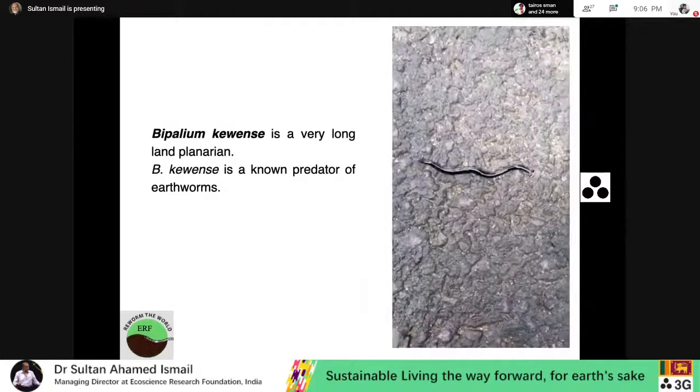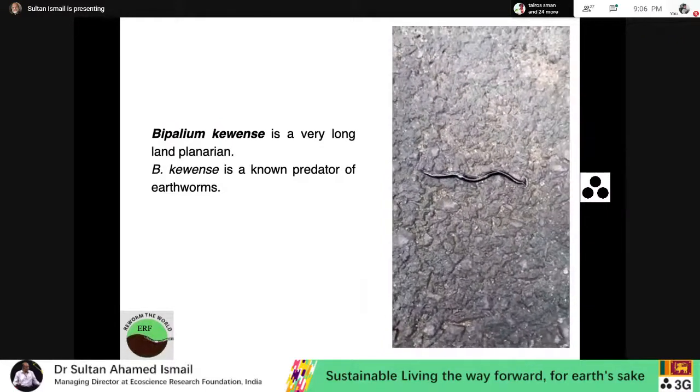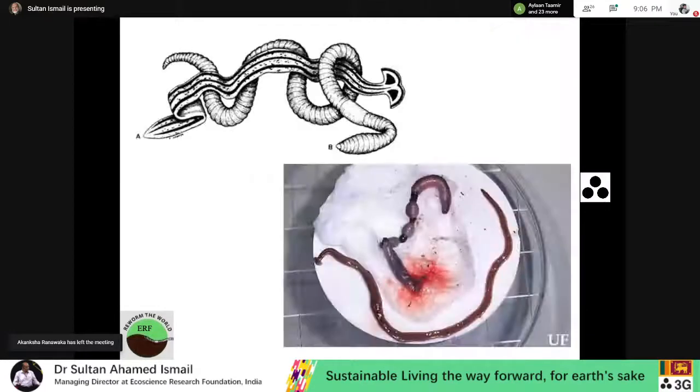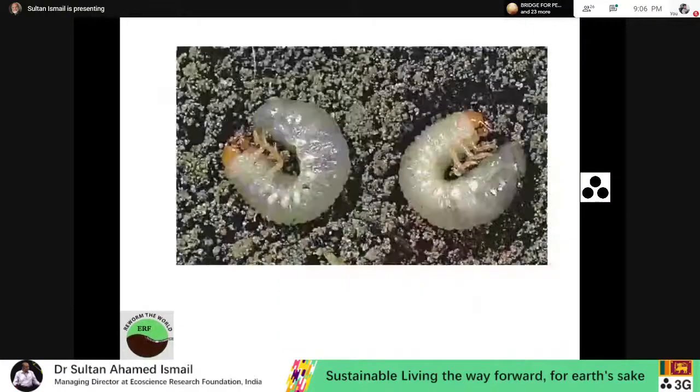You can see its head. It is triangle in shape. This chap, if he comes, he eats away the earthworms. So be careful. When you see this, just take it with a stick and put it in salt water. It will die. Any composting you do will attract this fellow.